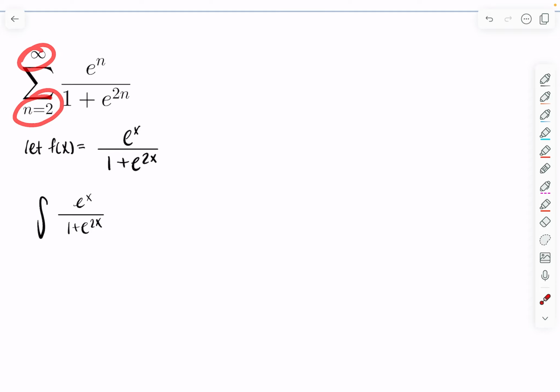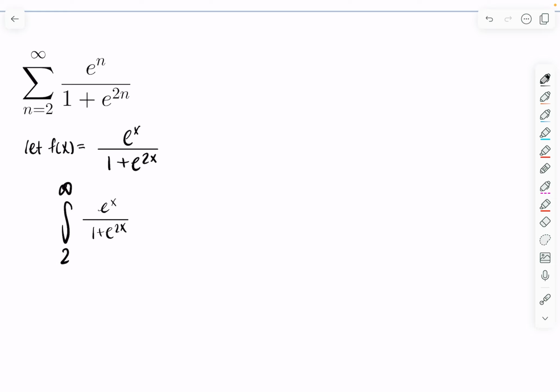And then for the bounds, you just copy the ones that are here. So it would be 2 and then infinity. And then you would realize, oh wait, this is an improper integral because I can't just plug in infinity. So then you take the limit as some value goes to infinity and then plug that value in right there. And there you have it. Now this is just an improper integral problem you have to solve.